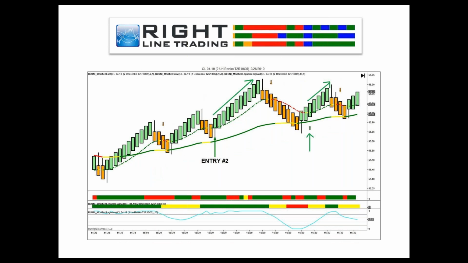Now, what I wanted to do is give you one slide that showed you both types of entries in the same slide. Now, here's a pullback on crude to support with dual green. And you've got an entry right here, one tick above to the upside. This is a very high probability, low risk winner, because you've still got green and you're trading above support.